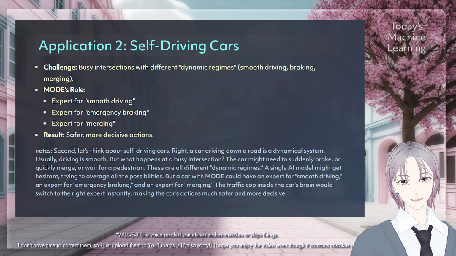Second, let's think about self-driving cars. Right? A car driving down a road is a dynamical system. Usually driving is smooth, but what happens at a busy intersection? A car might need to suddenly brake, or quickly merge, or wait for a pedestrian. These are different dynamic regimes. A single AI model might get hesitant, trying to average all the possibilities. But a car with Mode could have an expert for cruising, an expert for emergency braking, and an expert for merging. The traffic cop inside the car's brain would switch to the right expert instantly, making the car's actions much safer and more decisive.